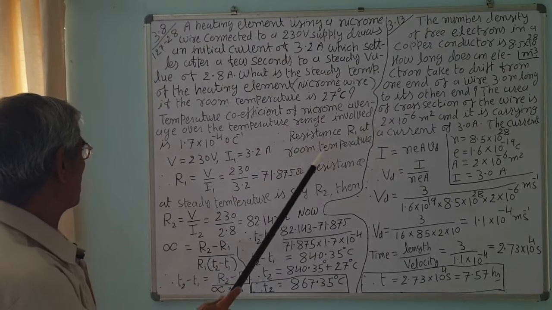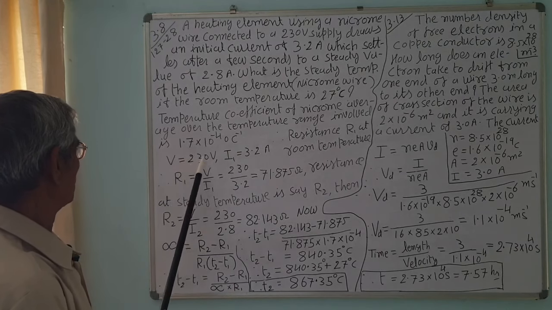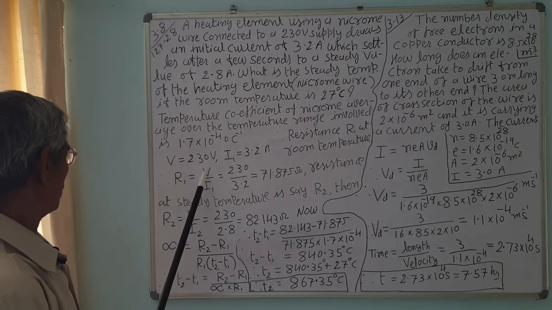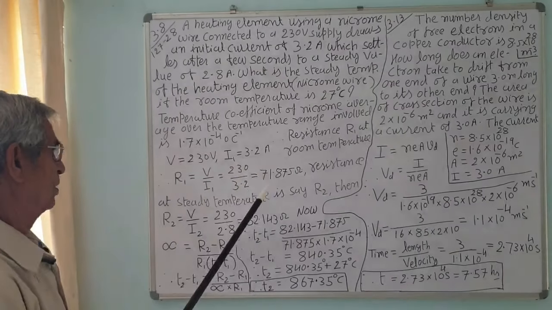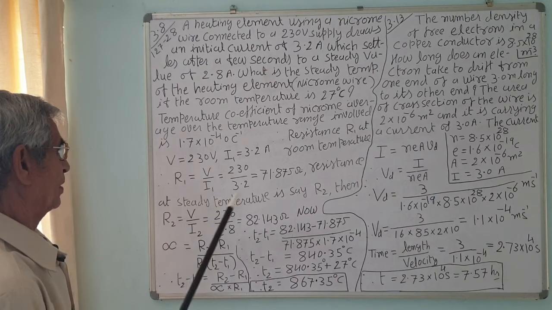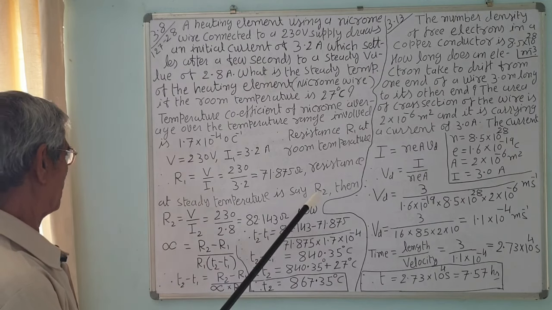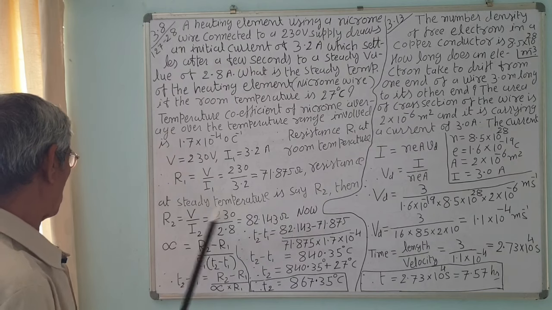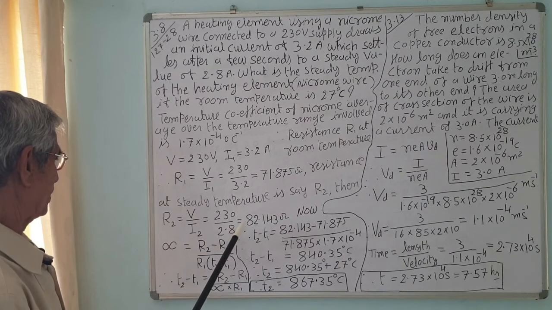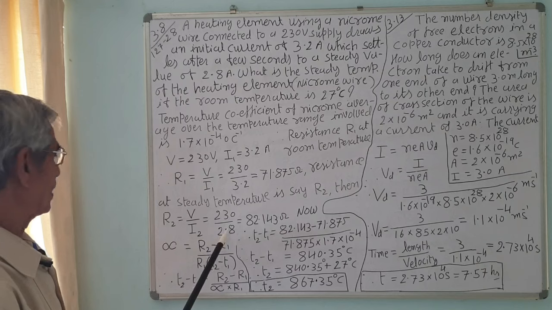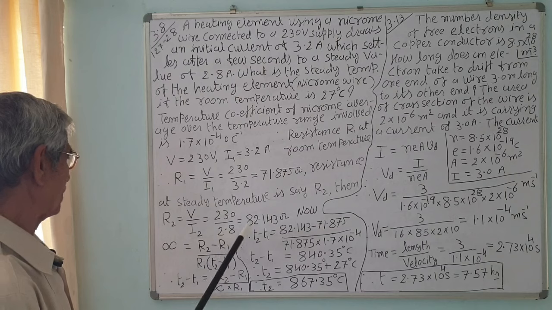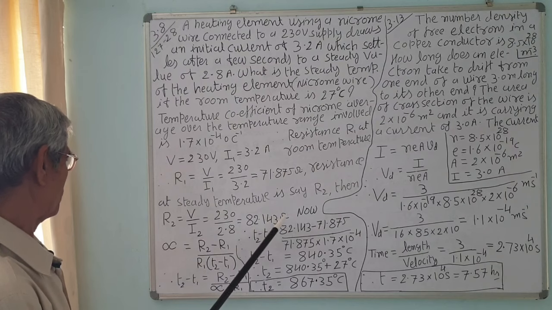The resistance R1 at room temperature: the voltage V is 230 volt and I1 is 3.2 ampere initially. Therefore, R1 is equal to V upon I1, that is 230 upon 3.2, which is 71.875 ohm. At steady temperature, say the resistance is R2. Then R2 is equal to V upon I2, that is 230 upon 2.8. Because the conductor is heated, its resistance increases, so the current decreases to 2.8. The resistance increases to 82.143 ohms.